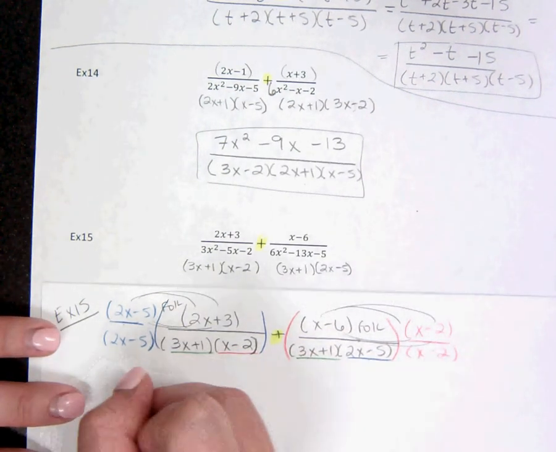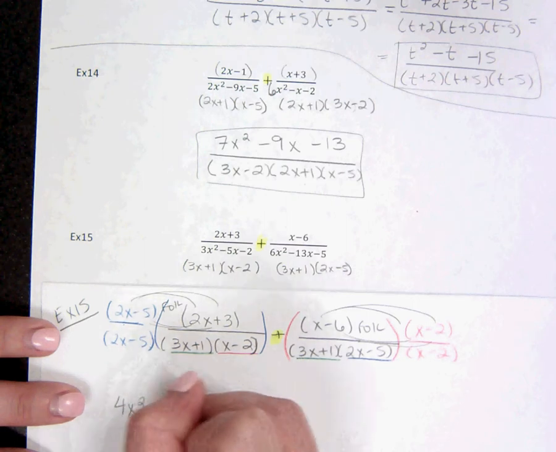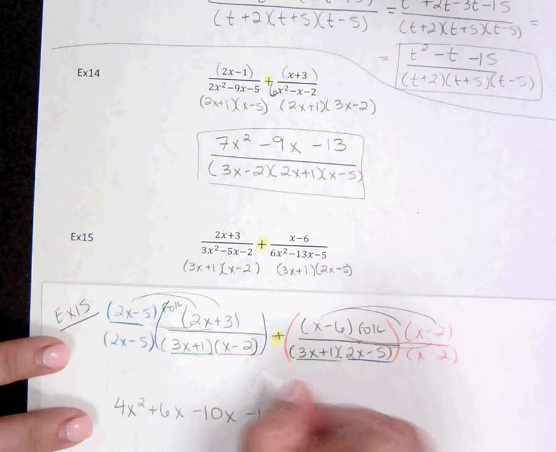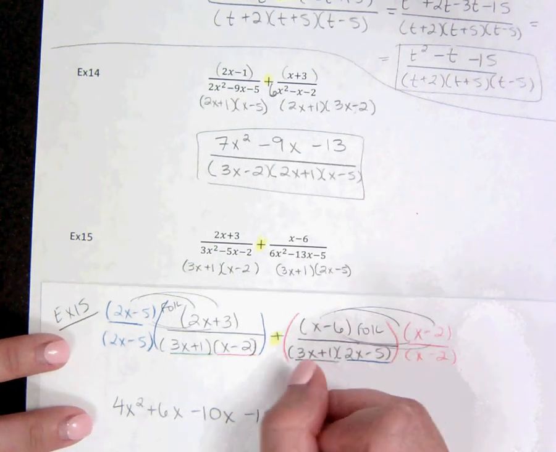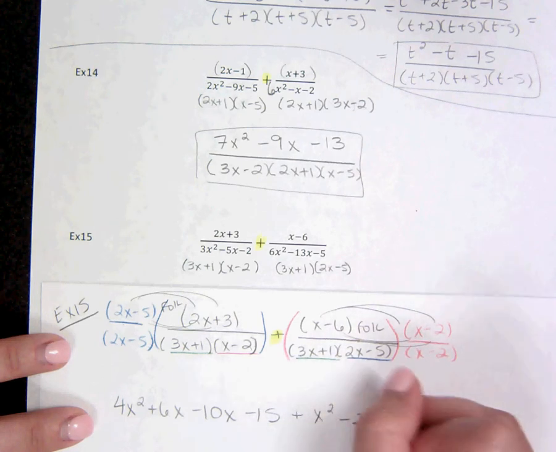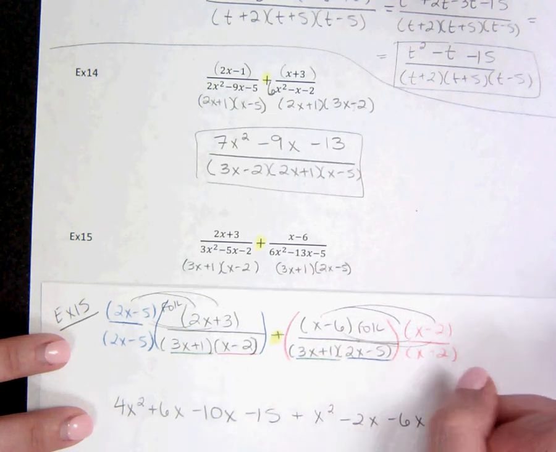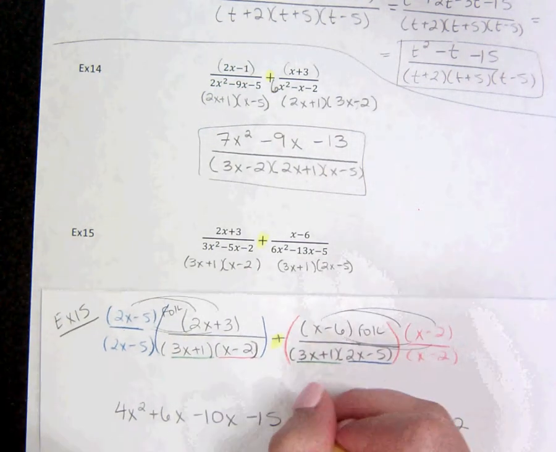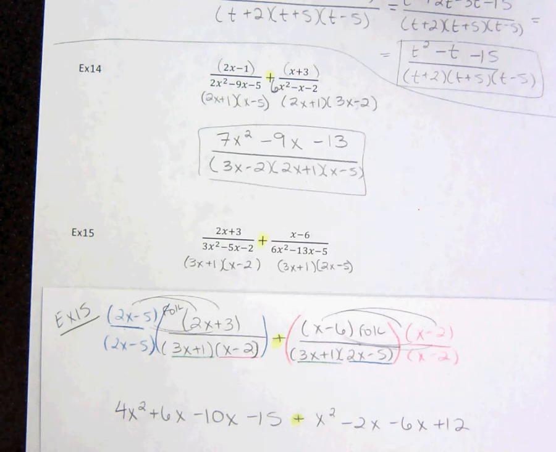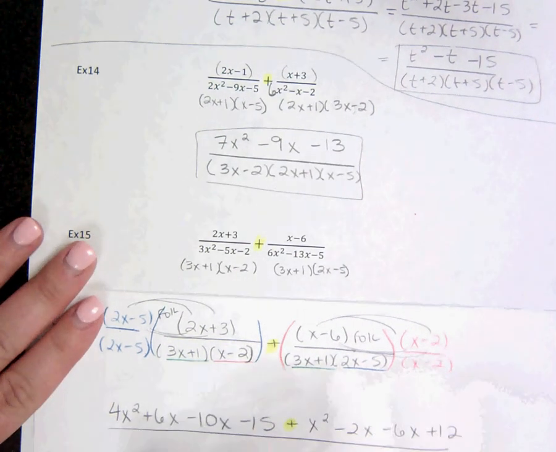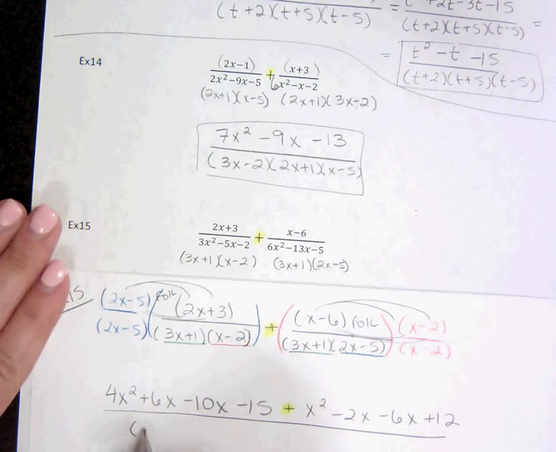So that's going to give us 4x squared plus 6x minus 10x minus 15 from the first one, plus x squared minus 2x minus 6x plus 12 from the second one. So that central addition is where you want to make sure you're not messing that up. All of those over your common denominator, each of the three pieces in any order.